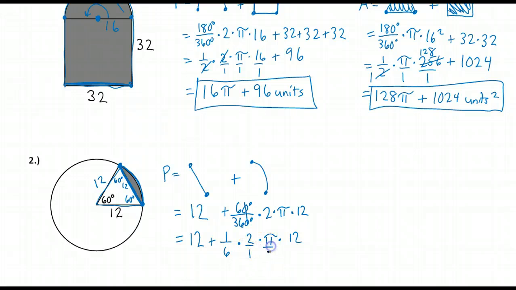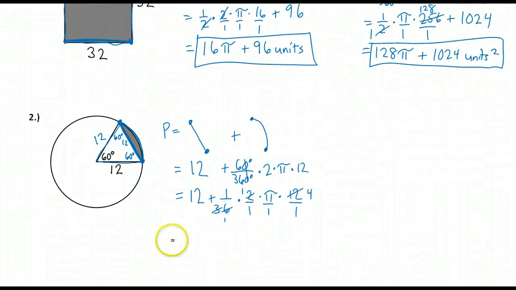Put everything over 1. 2 and 6 reduce down to 1/3. 12 and 3 reduce down to 4 over 1. So my final answer is 12 plus 4 pi units.